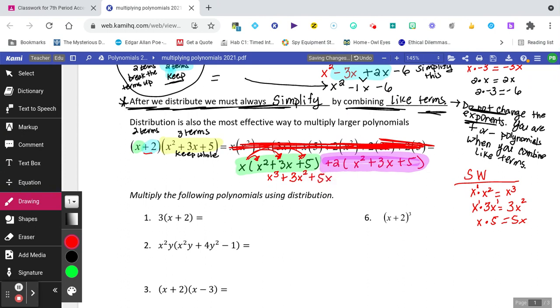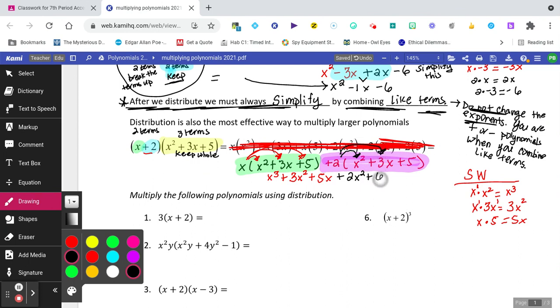So now I just have to distribute where I have the purple. So that's going to be 2 times x squared, which is 2x squared. I don't have to worry about multiplying exponents on this one because the 2 doesn't have an exponent, so I just use regular distribution. 2 times 3x is positive 6x, and 2 times 5 is positive 10.